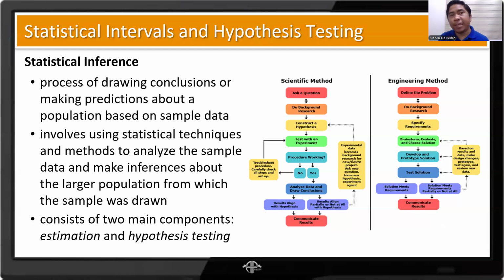In the meantime, take note that statistical inference involves using statistical techniques, which we're going to introduce later, and methods to analyze the sample data and make inferences about the larger population from which the sample was drawn. So before we can conclude about our population based on our sample, we must perform some statistical techniques and methods first. In statistical inference, we do two things: estimation and hypothesis testing. So that's for the first part. We're going to talk about estimation next.